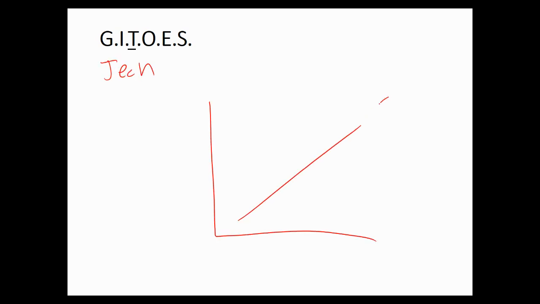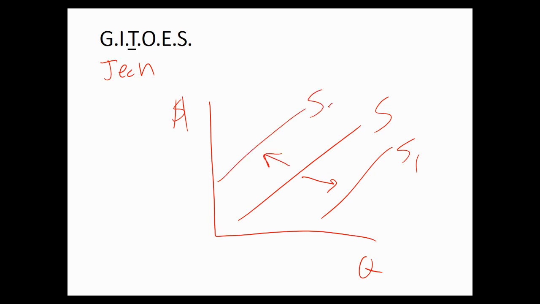T is my GI-TOES. That is technology. Now, for the most part, we're always going to see for technology a shift to the right. Pretty much every time. New innovations are going to allow us to produce more. Very seldom would a new innovation make a shift to the left. Unless the government said, hey, we're going to get rid of innovation. We're going to outlaw assembly lines. Then we would shift to the left. But for the most part, every new innovation is going to increase productivity.